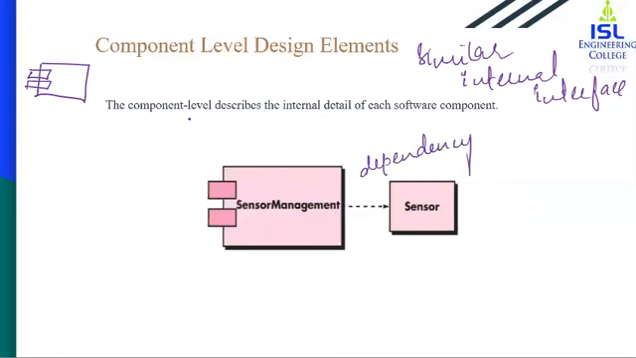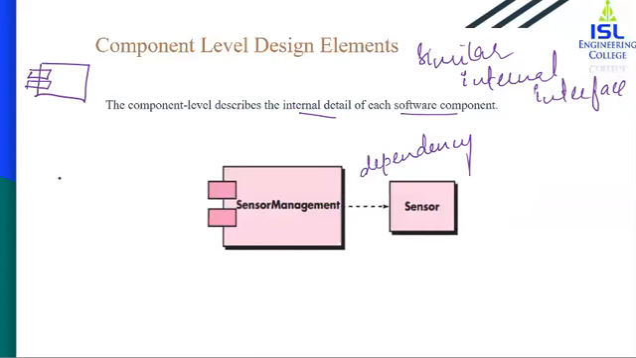Now the component level describes the internal details of each software component. These component level diagrams are used so that you get to know the organization and wiring of each and every physical component. It is going to tell you the structure, how they need to be placed. That is the task of the component level diagram. Now this internal detail, how it is going to accomplish this task, it does by making use of the component level design.